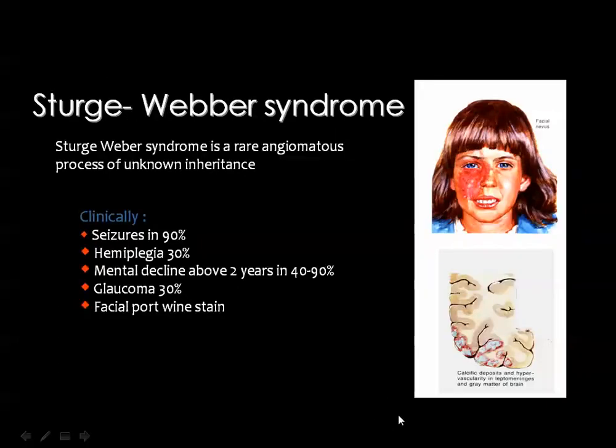Then we come to the gyral pattern of calcification, which is seen in Sturge-Weber syndrome. Sturge-Weber syndrome is also one of the neurocutaneous diseases, and clinically it commonly presents with seizures, sometimes hemiplegia, mental deterioration, glaucoma, and a facial port-wine stain may also be seen in the patients.